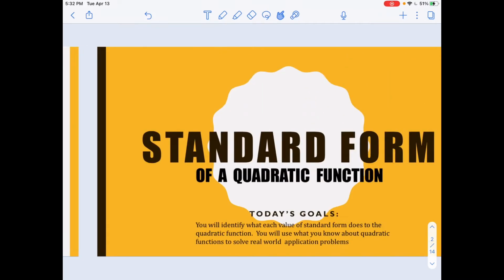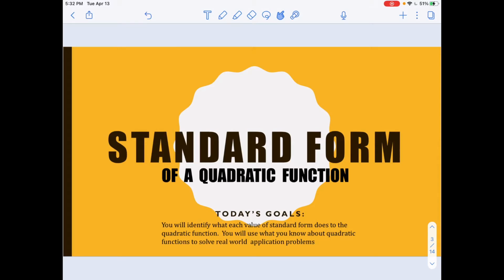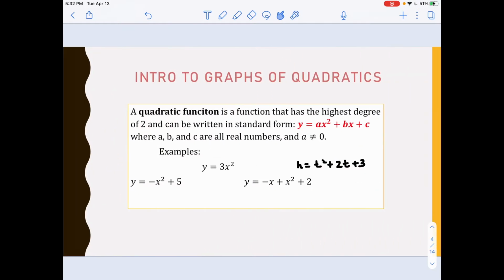Alright, so let's begin. Today we're going to be exploring the first form of a quadratic function, which is standard form. We've done some previous work with exploring some of the components of a quadratic function and how that transforms our parent function. But today's goal is really special. We're going to identify what each value of standard form does to the quadratic function. We're also going to apply what we know about quadratic functions to solve real-world application problems.